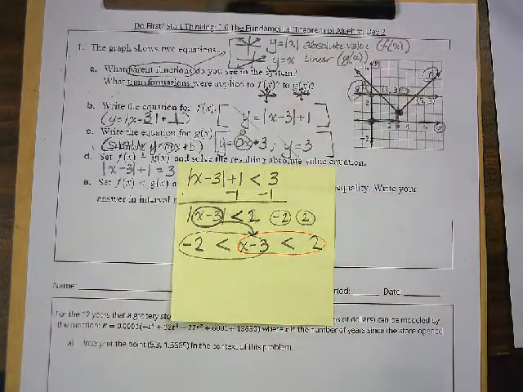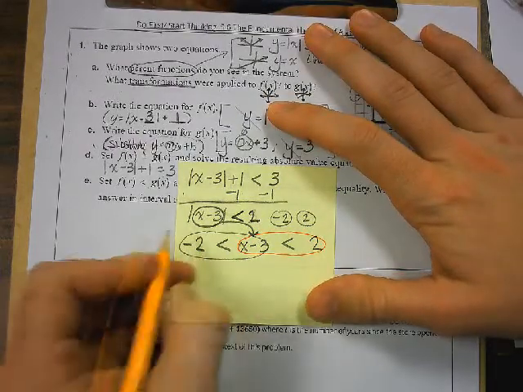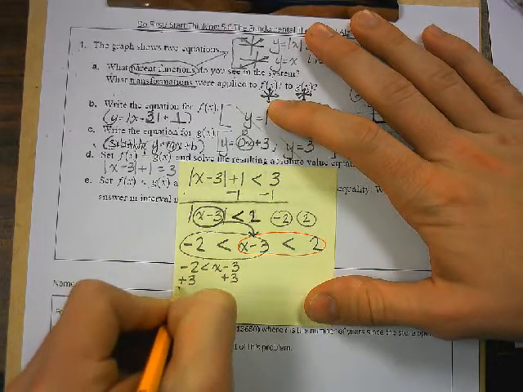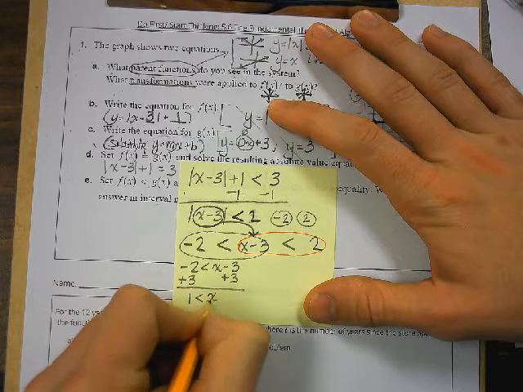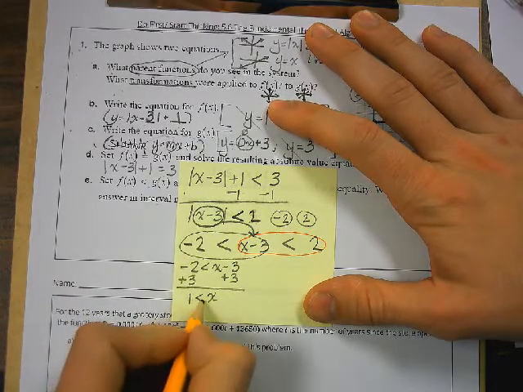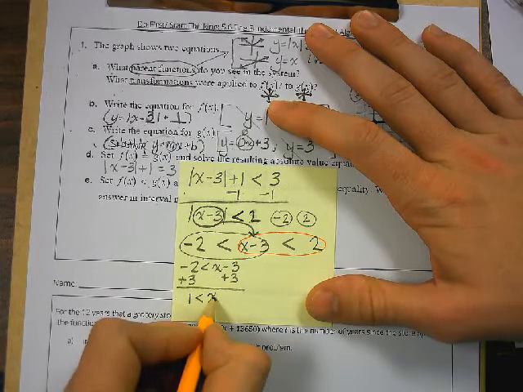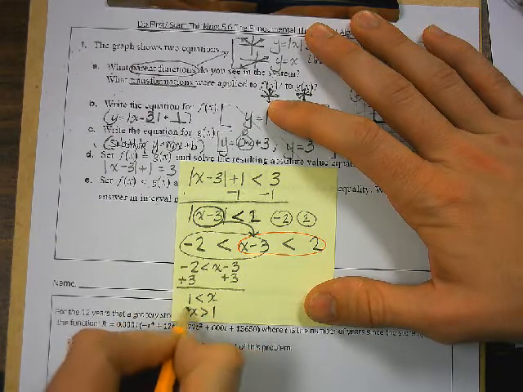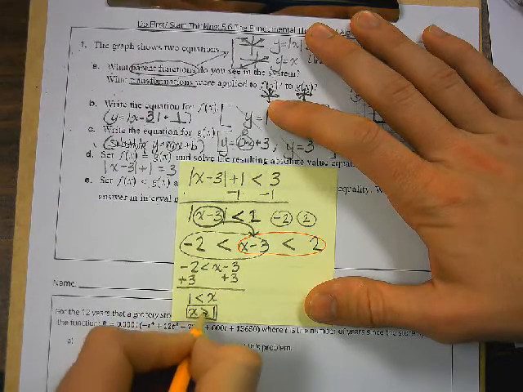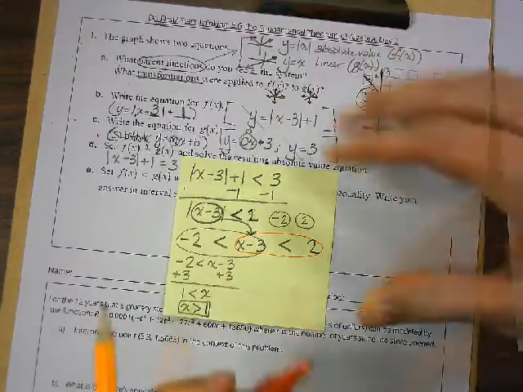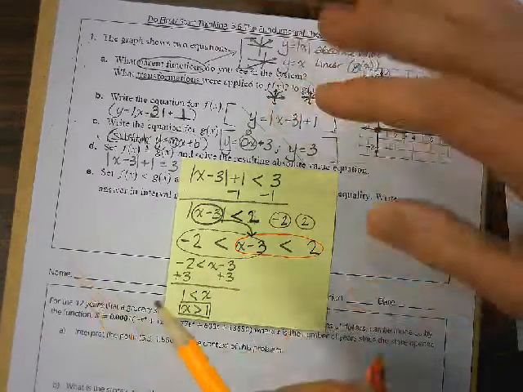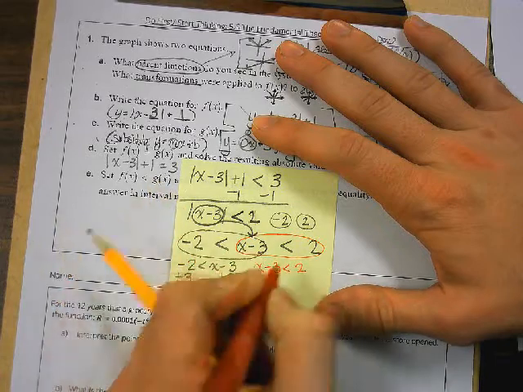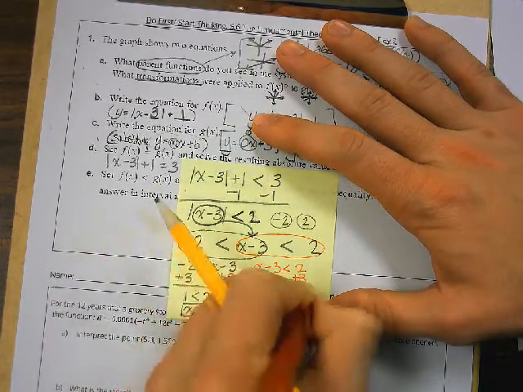We have negative 2 is less than x minus 3. Add 3 to both sides, and you're going to get 1 is less than x. You notice that the big side of the symbol is facing the x. So when I write x first, the big side of the symbol will still need to be facing x. This says that x is greater than 1. Let's work on the right-hand side now. We've got x minus 3 is less than 2. Add 3 to both sides to get x is less than 5. Those are my two solutions.